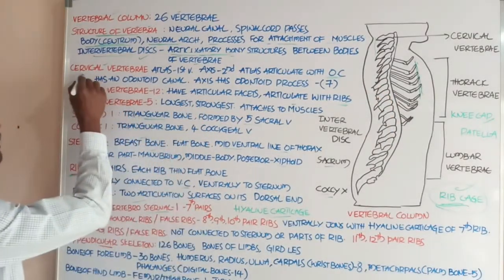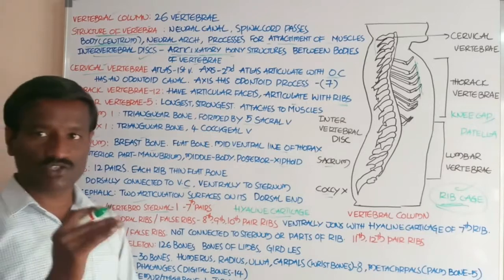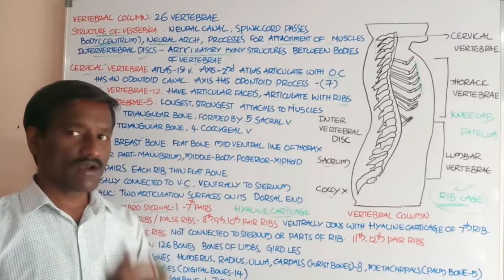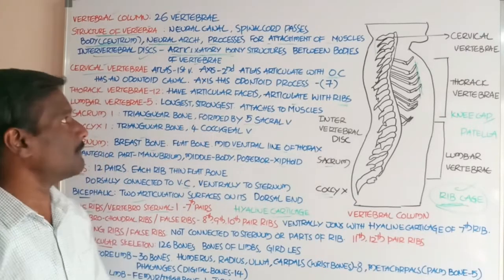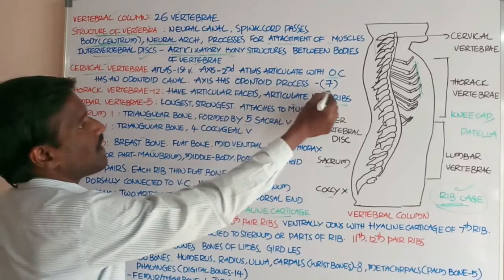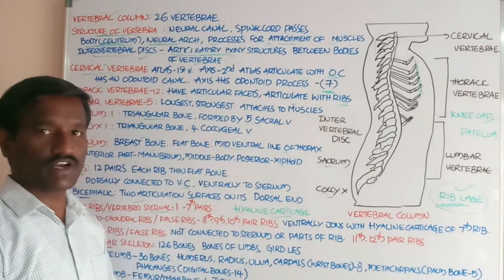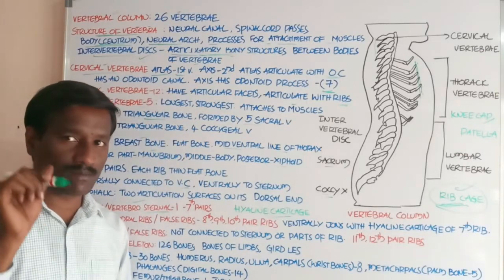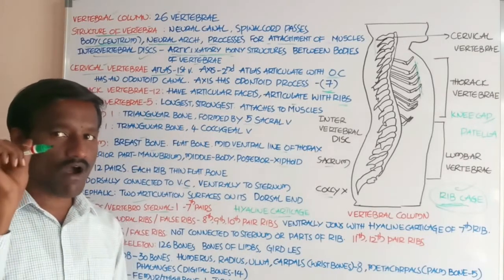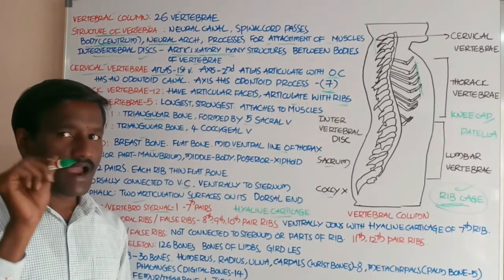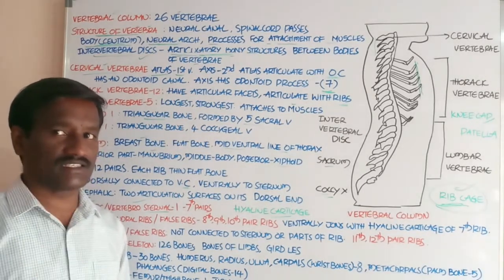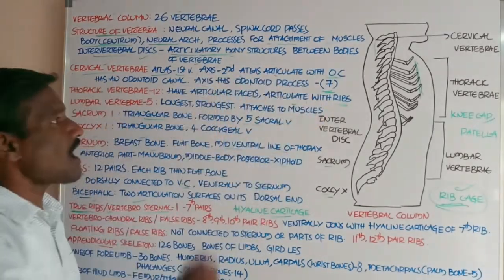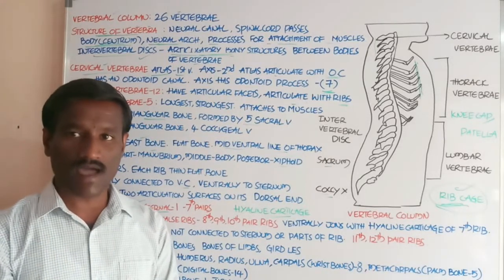Okay, student, now the cervical vertebrae. These are the first vertebrae, present in the neck region below the skull. Cervical vertebrae are 7 in number. Atlas is the first vertebra in the vertebral column, and the second vertebra is the axis. Atlas articulates with the occipital condyles.